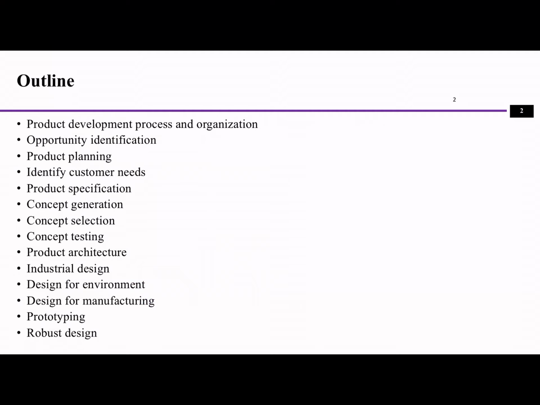Alright, so today I'm going to talk about how to design a product from the very beginning of the concept design into the prototyping and also putting it into production. You can see this outline. There are many topics we are going to go through today, one by one.